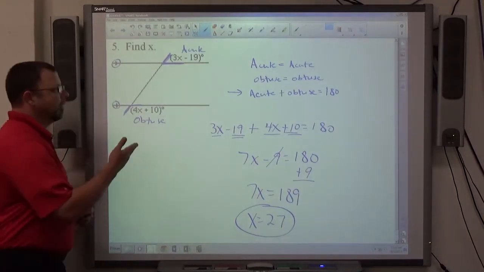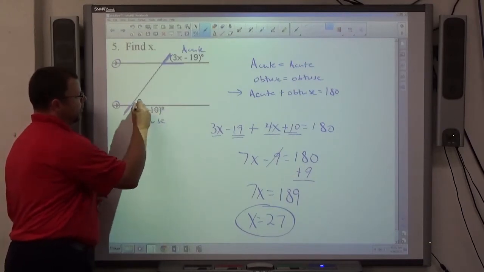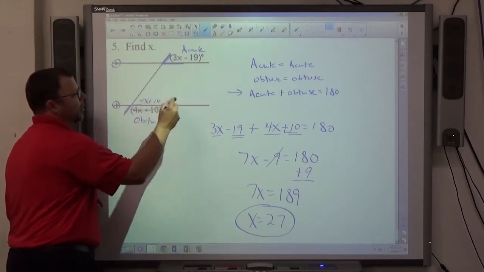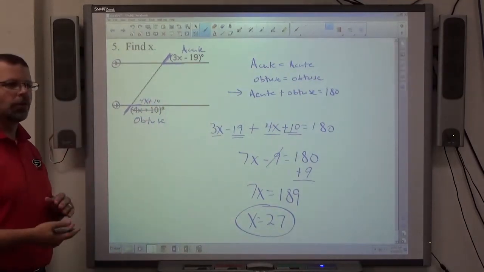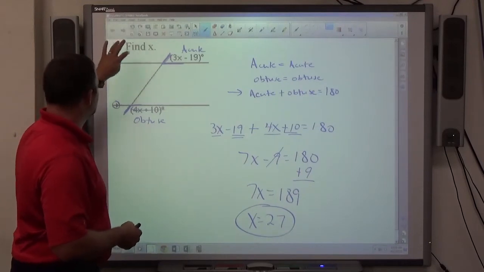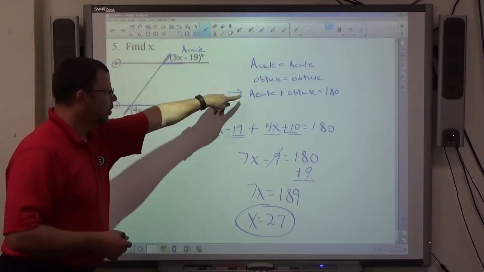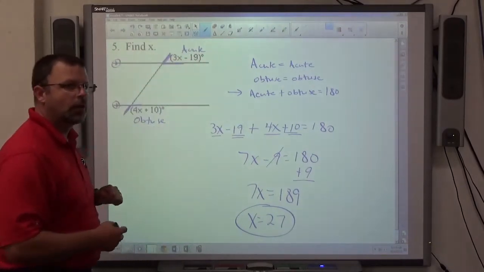So if this were an acute angle, so suppose this had been here instead, then I would have used this equals this out of my equation. So again, depending on what you're looking at, you make the equation based on what you're looking at. In this case we had an acute and obtuse, so we used the acute and obtuse out of 180. But again, if they're both the same, set them equal to each other to make the equation.